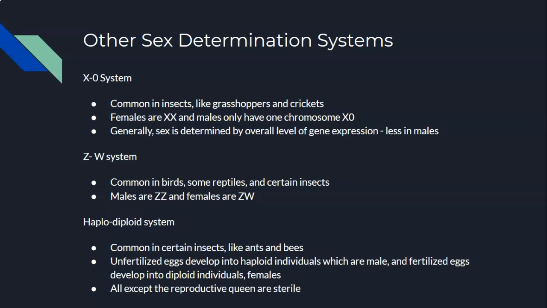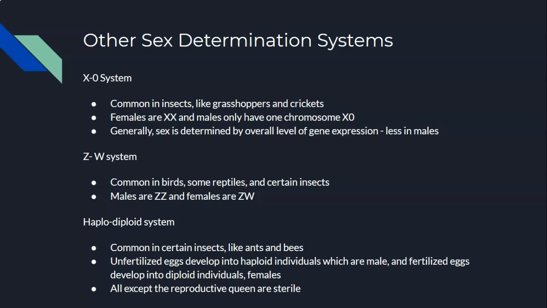The ZW system is common in birds, reptiles, and some insects. Males are ZZ, females are ZW. And then the haplodiploid system, which is common in certain insects like ants and bees. If you know anything about ants and bees before we even get started reading this, then you know that they have a queen system, and this is how they do it.